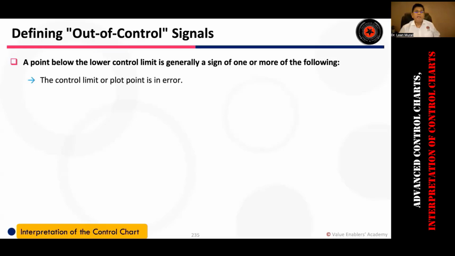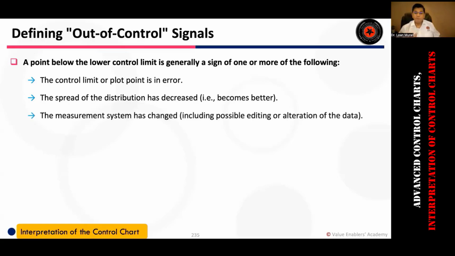And for a point below the lower control limit, these are some pointers I want to give you. The control limit or plot may be in error. Sometimes you wrongly calculate the control limit, or the spread of the distribution has decreased or become better, and also the measurement system.